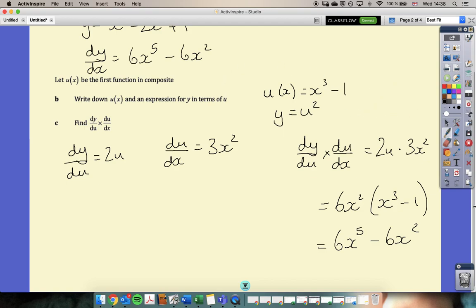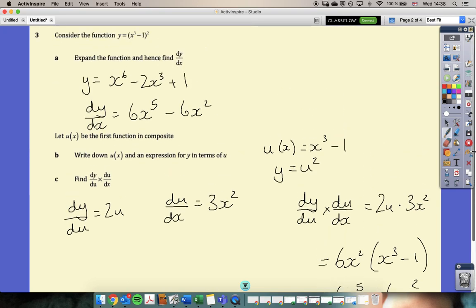This seems like a bit of a waste of time, really, when we managed to find dy by dx so much quicker just by expanding and differentiating. So why would we bother to look at this? Obviously, if we have a different power here, if our outside function is not just squaring but maybe to the power of 8, for example, expanding this would become a much more onerous task, and perhaps this would become easier.